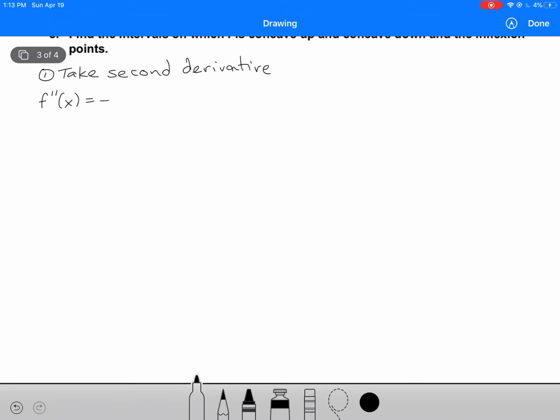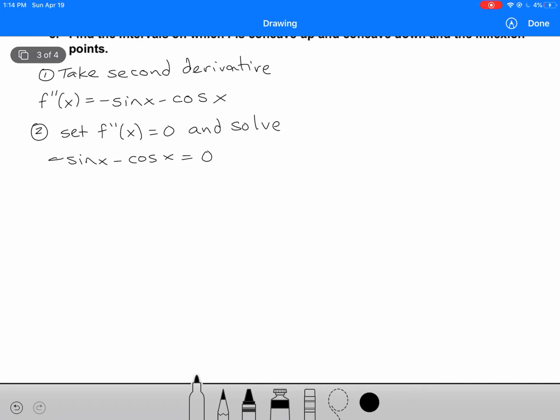So f double prime at x is minus sine x minus cos x. And then to find our potential inflection points, we're going to set f double prime at x equal to 0 and solve exactly the same thing that we did for our first derivative. So this actually gives us the same equation that we solved for our x and y intercepts. So we've got x equals 3 pi over 4 and x equals 7 pi over 4.